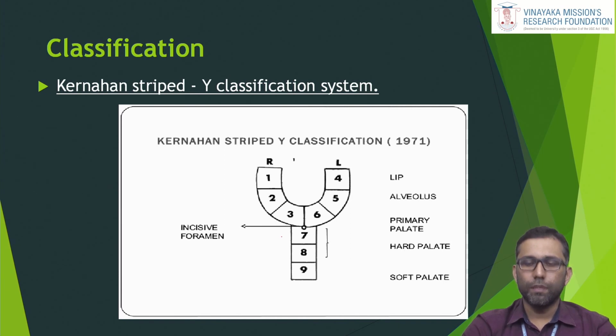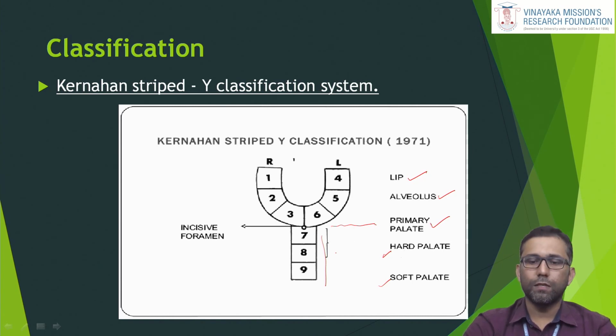Now if you remember the embryology that I have already told you, you will be able to understand this classification. I have told there are chances of left or right unilateral cleft lip, but in the case of palate there is high chance of having a median cleft. In this you can see there is lip, alveolus and primary palate. Till there you have bilateral or either left or right, whereas in the hard palate and soft palate you have a median cleft. Those who remember the first few slides about the embryology will be able to correlate with this. So this is called Kernahan's striped Y classification.